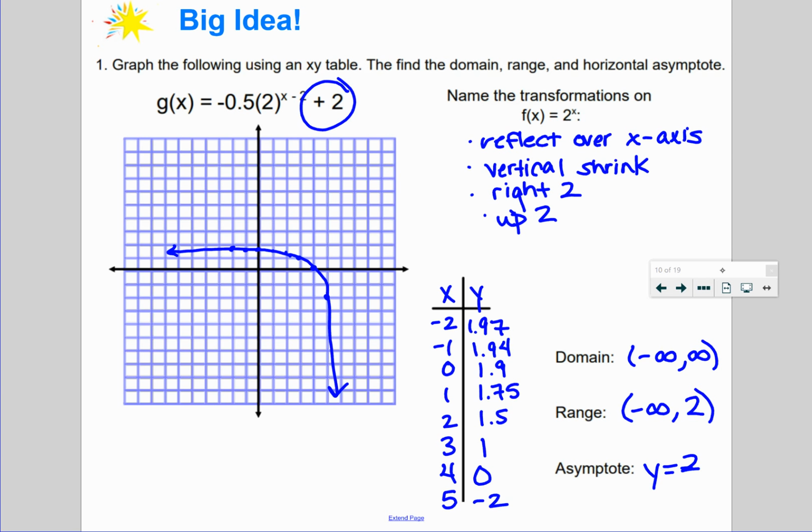The 1/2 in the front does our vertical shrink. The -2 in the exponent, that's inside the function, moves it to the right 2. And then the +2 at the end moves it up 2. You should have probably at least had the values -2 to 2 in your table. You can just use your calculator when you plug those in to get the y's to go with them.